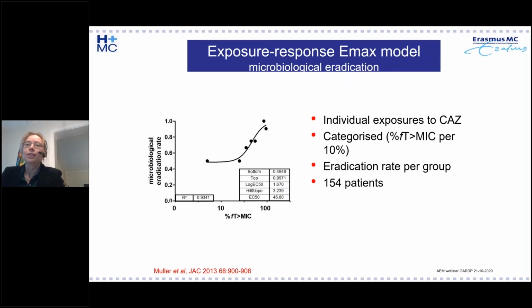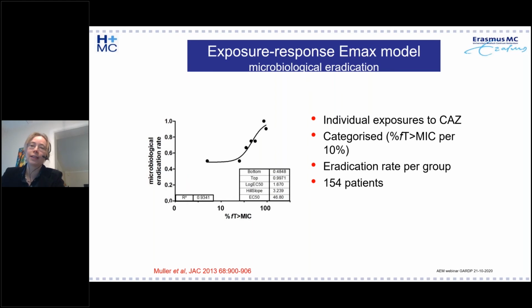Yes, so here you see the results of that analysis, and of course you have very many different time above MIC values, so it is categorized per 10%, so 1 to 10, 10 to 20 are categorized, and then in that category the eradication rate has been calculated. And if you do so, you get this sigmoidal curve.